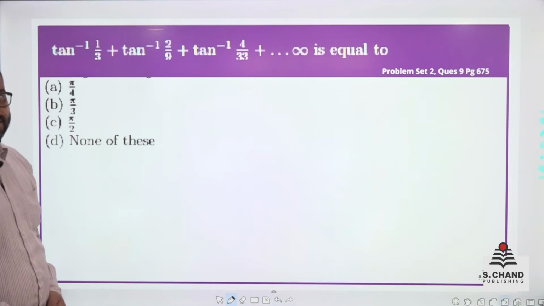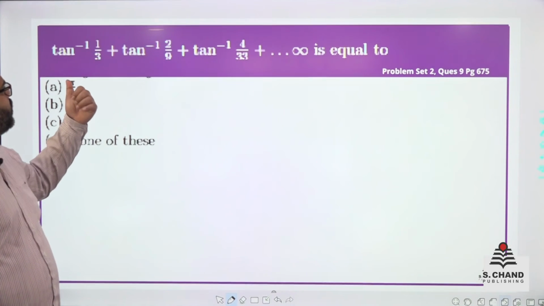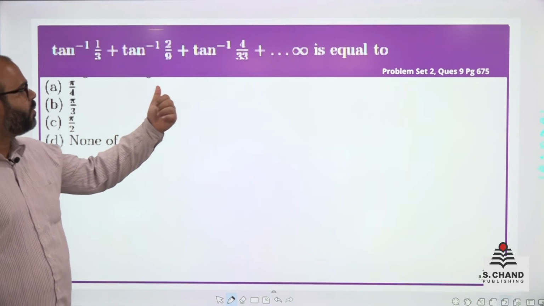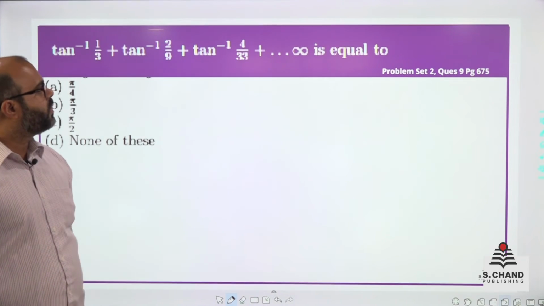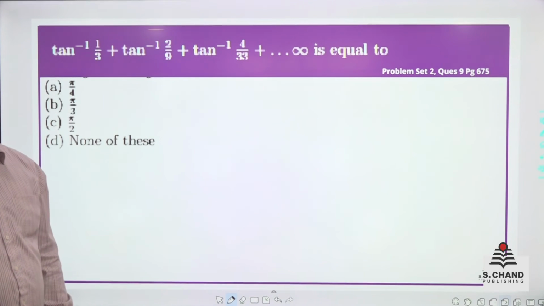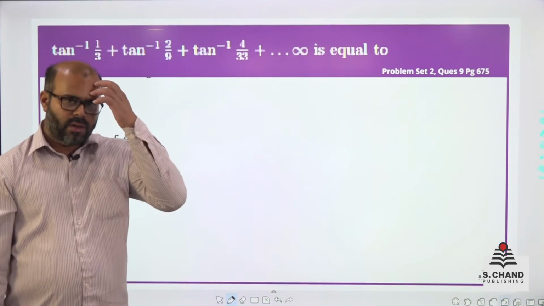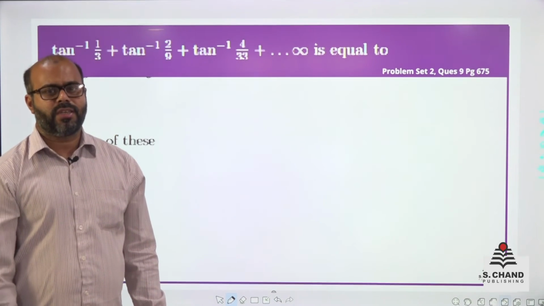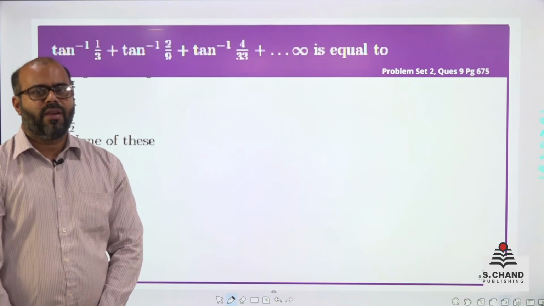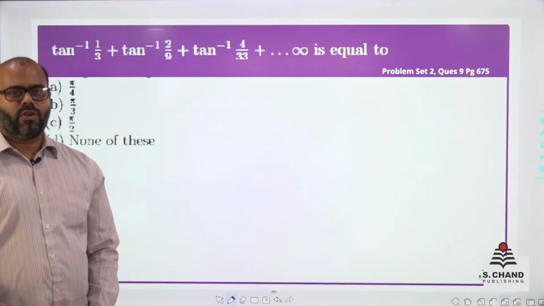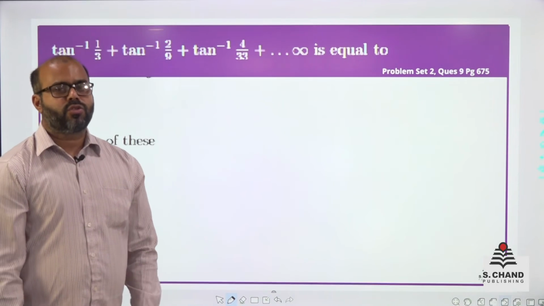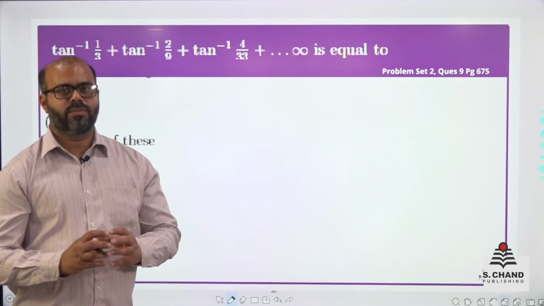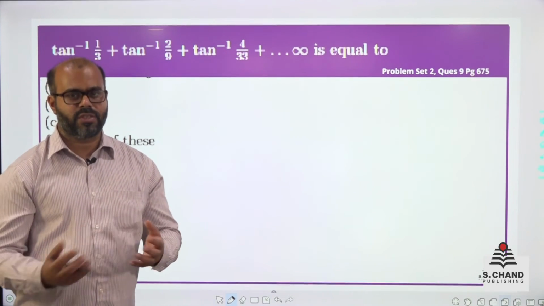Next question with us. Tan inverse 1 by 3 plus tan inverse 2 by 9 plus tan inverse 4 by 33, and so on till infinity, is equal to. So here again there is a concept of sum of differences of sequence and series, that is the progressions chapter, but we have to apply inverse trigonometric functions also before that. So this is a multi-application based or cross-referencing question.